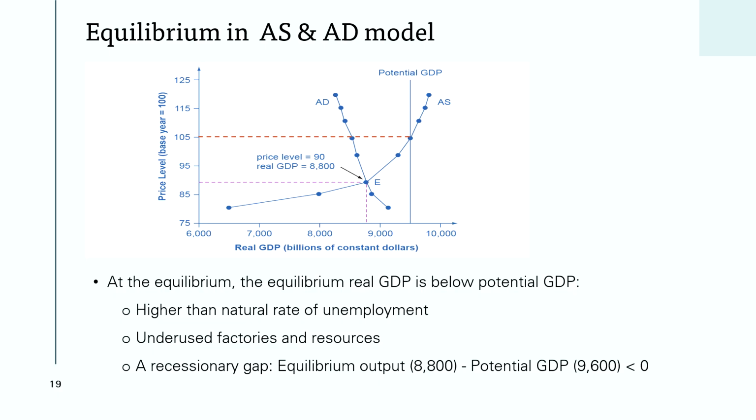However, in this equilibrium, there is a gap between equilibrium output and potential GDP. The negative gap between the two real GDP values is called a recessionary gap. It means that the economy is operating below its capacity. Unemployment is above the natural rate, factories and offices have idle capacity, and resources are underutilized. This is typically what happens during recessions.